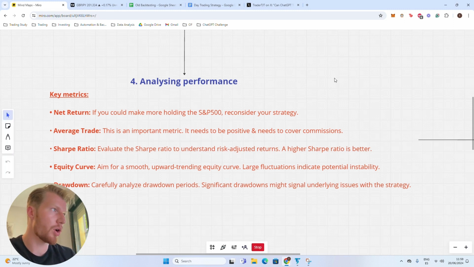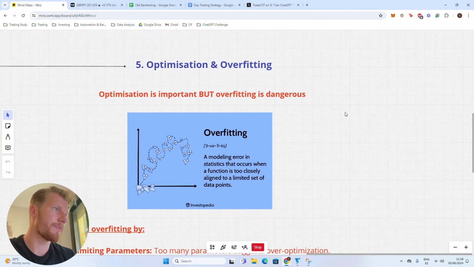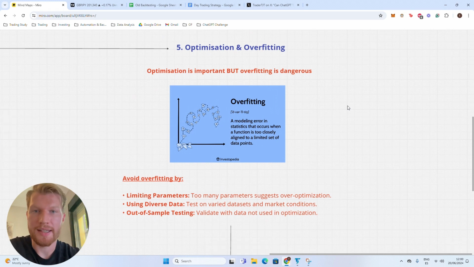And that brings us over to the next thing, optimization and overfitting. So let me zoom out here. Now, this is a really important thing to consider, because you need to optimize your strategies, but then you need to be careful with overfitting. If you're manually backtesting, it's quite hard to overfit your strategies. If you are coding and automating, it's very easy to overfit your strategies.